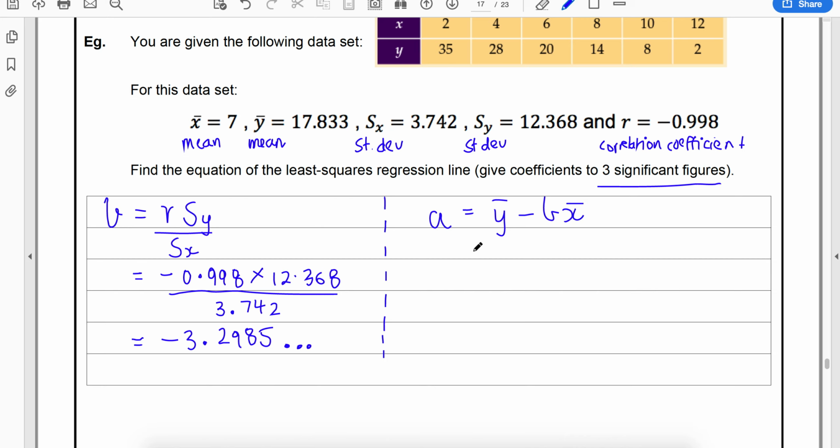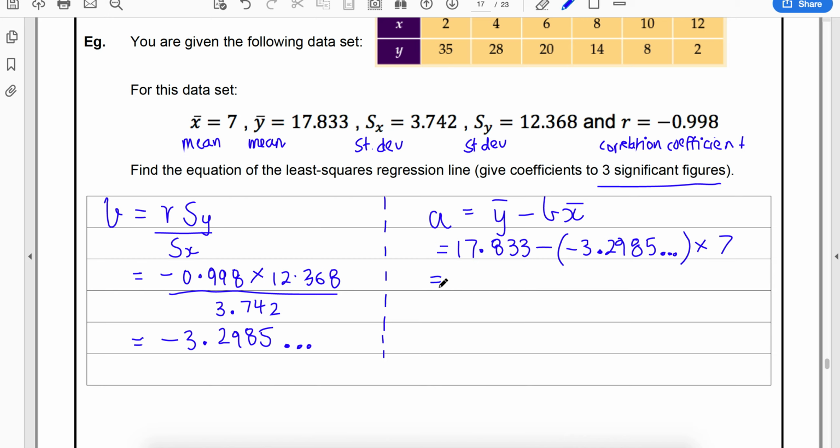So this is what my formula looks like. I now will substitute, so the mean of y, which is given to you above. Now I need to subtract b times x. So since b is negative, I'm just going to put a bracket there just so I can see there are 2 clear negatives, not one, because it's subtracting a negative. Now I'm not going to round that off because I don't want to lose any accuracy. So it's negative 3.2985 and put ... to show that it keeps going. And then the mean of x, which is 7.